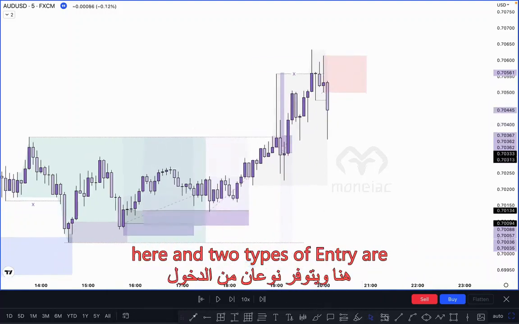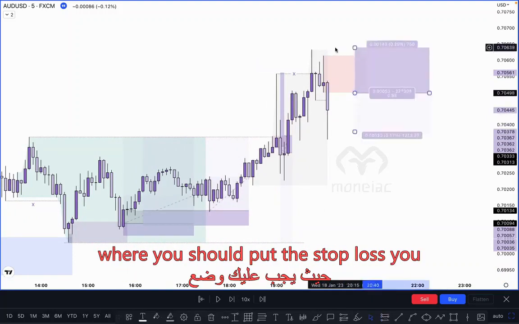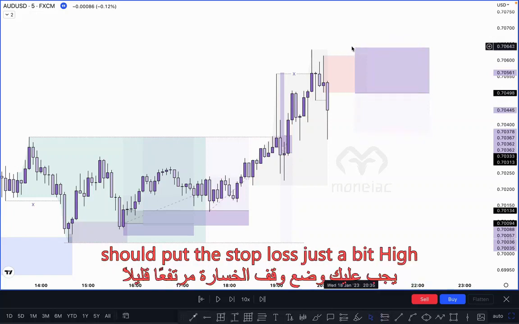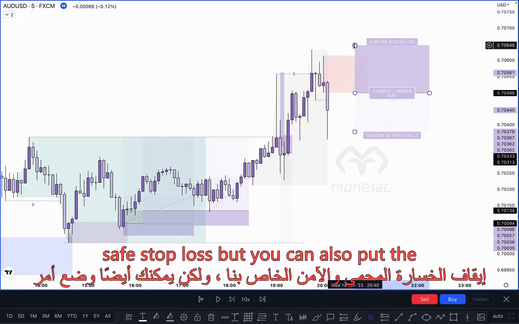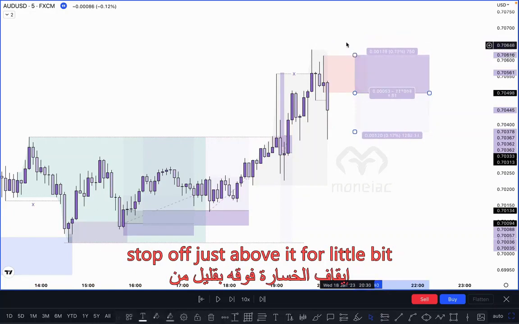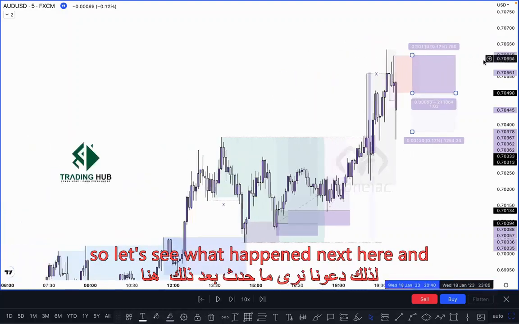Two types of entry are available. The first one is a direct entry, you can say a risk entry. In this case, where should you put the stop loss? You should put the stop loss just above its high, because this high is our protected and safe stop loss. But you can also put the stop loss just above it, which is a little bit risky, but you can get a big risk reward. So let's see what happened next here.